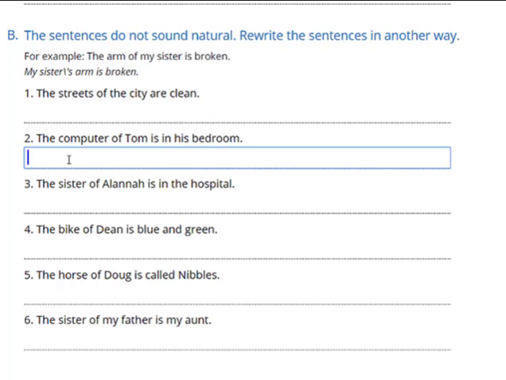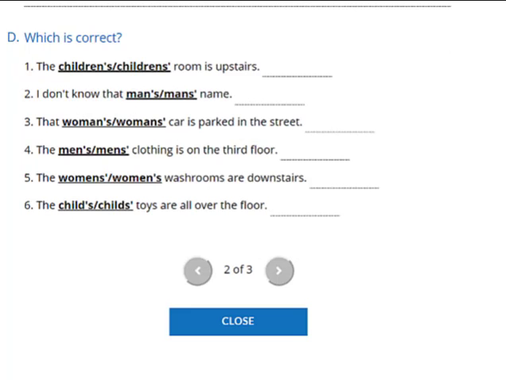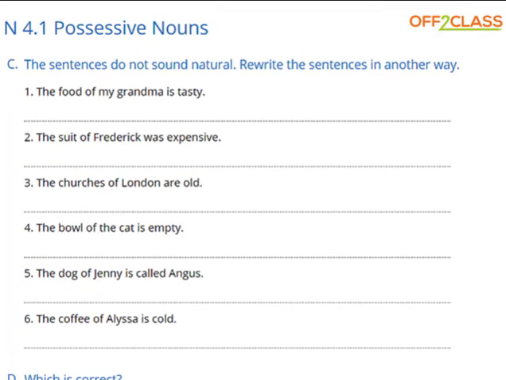The arm of my sister is broken. My sister's arm is broken. So the computer of Tom is in his bedroom, right? Very weird sentence structure. It's not the way we do it in the U.S. So the way we do it in American English is that Tom's computer is in his bedroom. Right? Let's go through a couple more homework assignment examples so we can move on. Page 2. Again, this is the same thing as before, so I'm not going to do that one again.